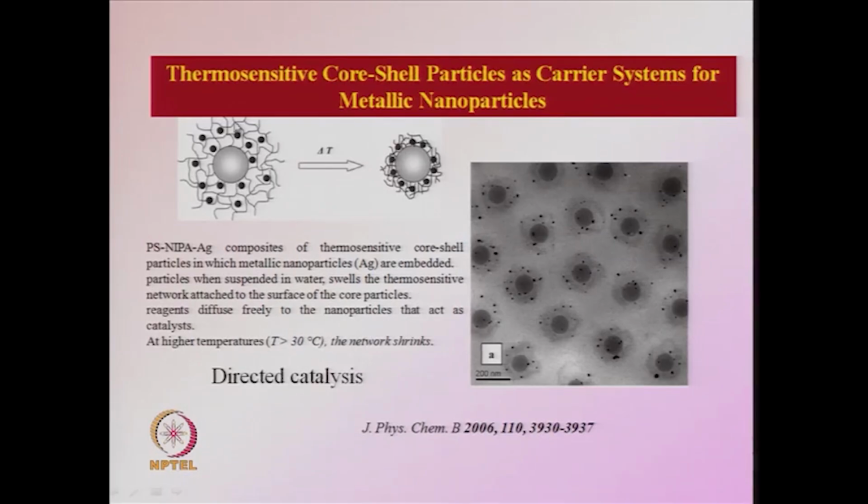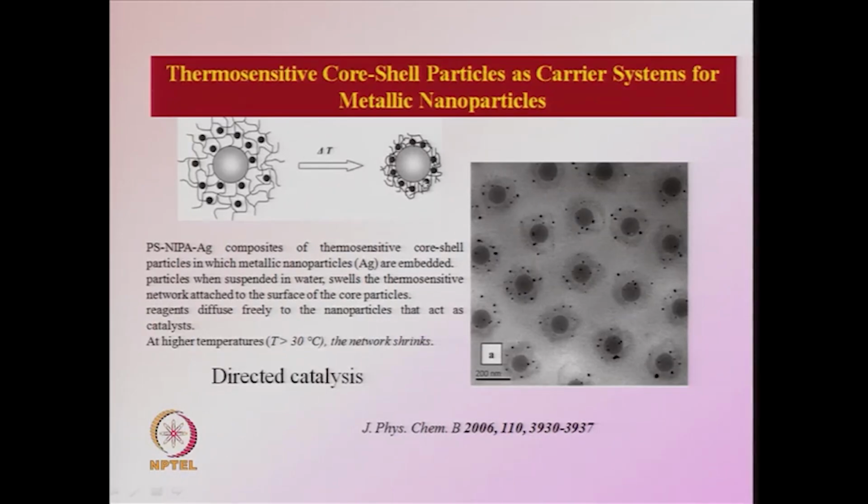You can see here the network is very open. When you increase the temperature, it becomes very tight. This kind of change in the rigidity of this composite as a function of temperature makes this a thermosensitive core shell particle. And so, what happens here, it is holding the silver particles, and it is going to make the silver particles accessible to something else. Suppose something else wants to react, these silver particles will then be able to react.